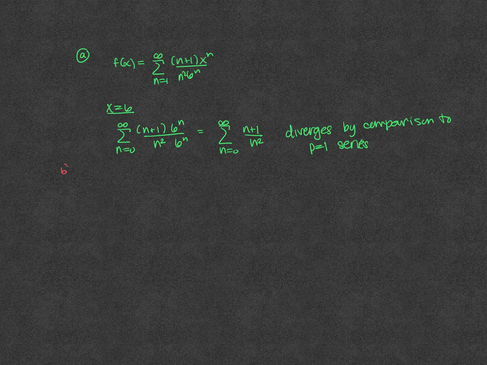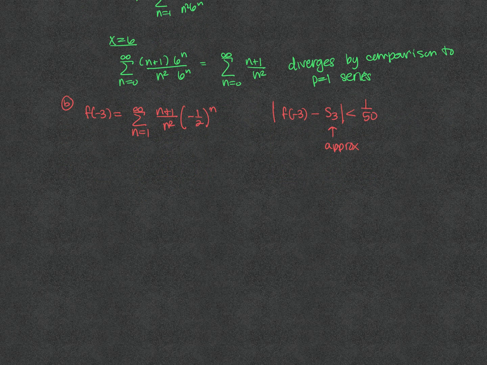So looking at part B, we know that f of -3 is this. They want us to show that this is true. So again, this right here is our approximate. Now we know for an alternating series, the error is less than the first omitted term.